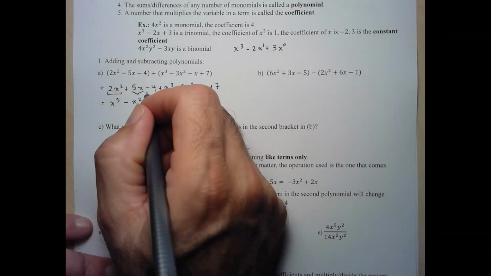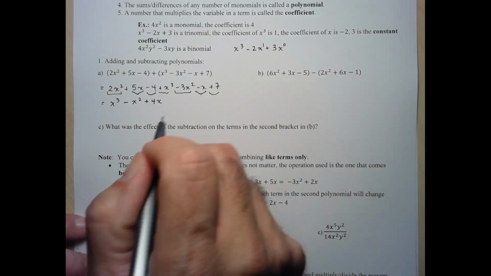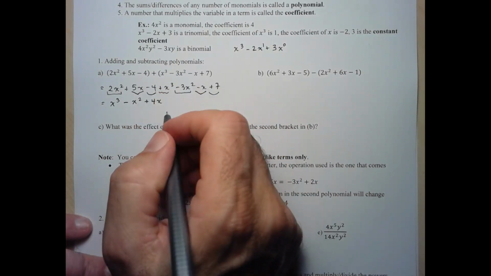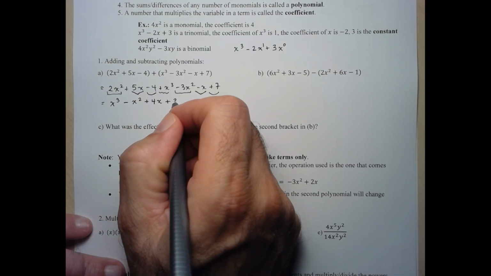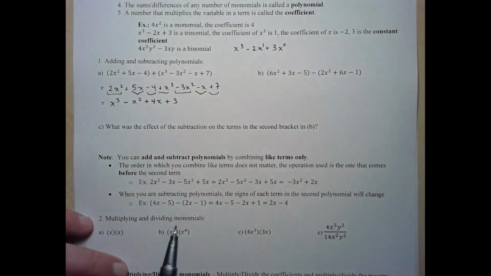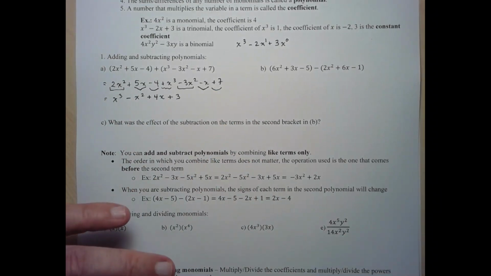And then lastly, we have -4 plus 7. So -4 plus 7 is 3. So I'm left with plus 3. And this is as simple as I can get. Okay, so pretty straightforward with addition.